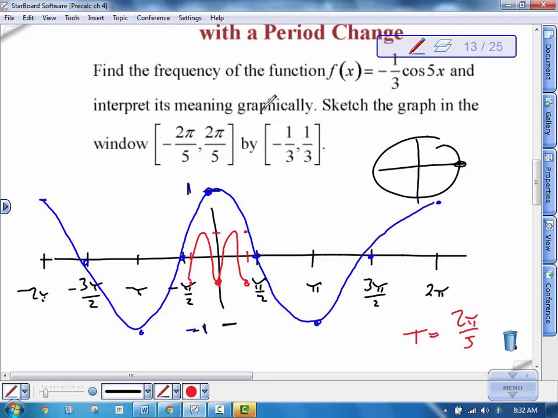So here's the window they wanted. They wanted from negative 2 pi. This value is right here, 2 pi over 5, and this one's negative 2 pi over 5. So this is the window they wanted you to graph that in right there. So we just did that by hand.